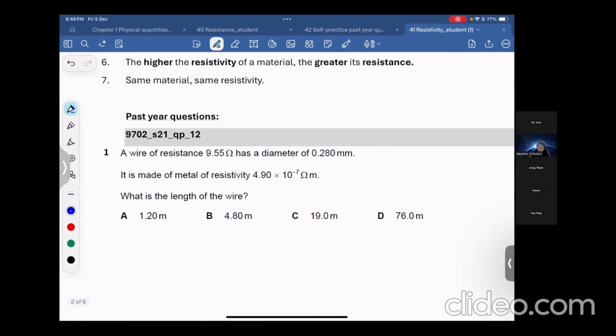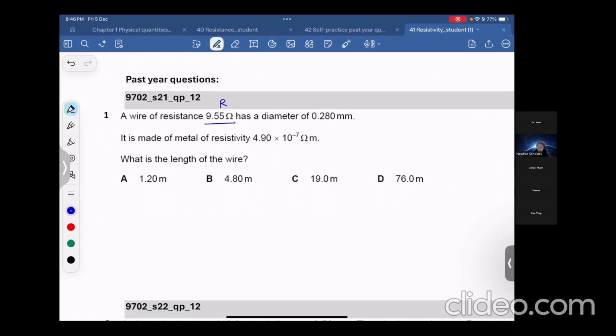Then here, a wire of resistance. Write down, this is R. Diameter is D. Resistivity is a symbol like the density symbol. Can you calculate what is the length?